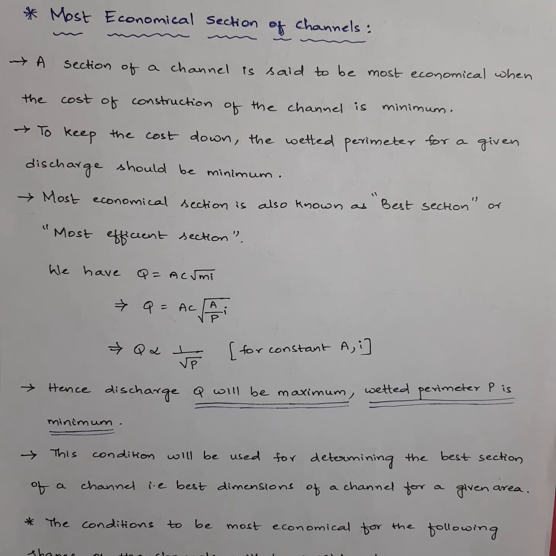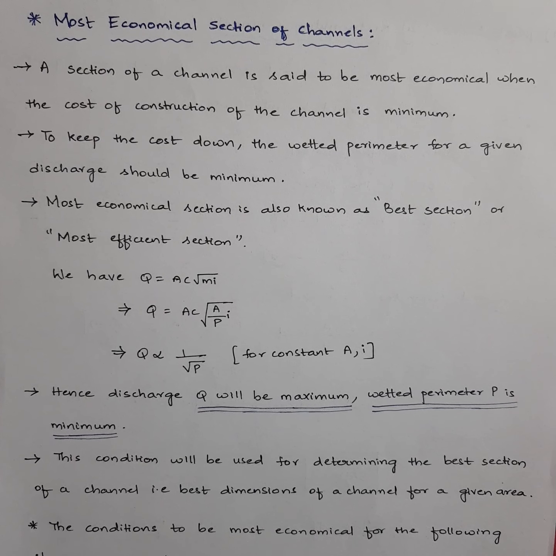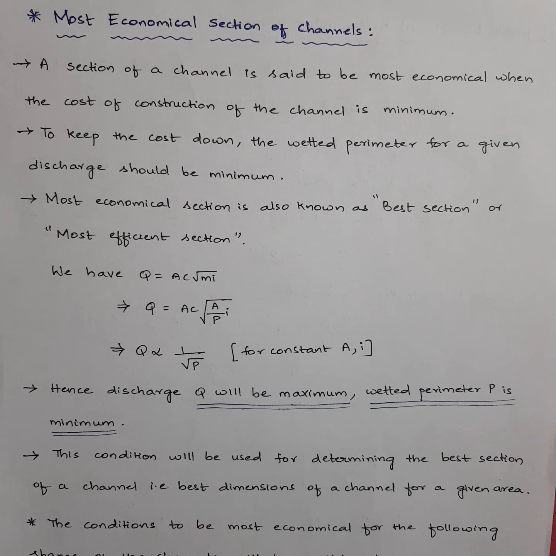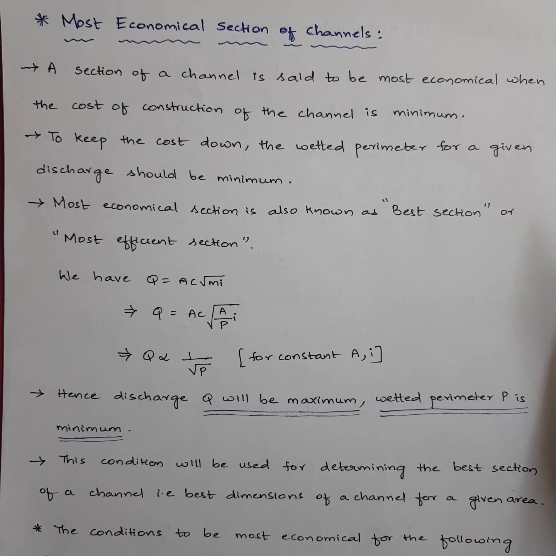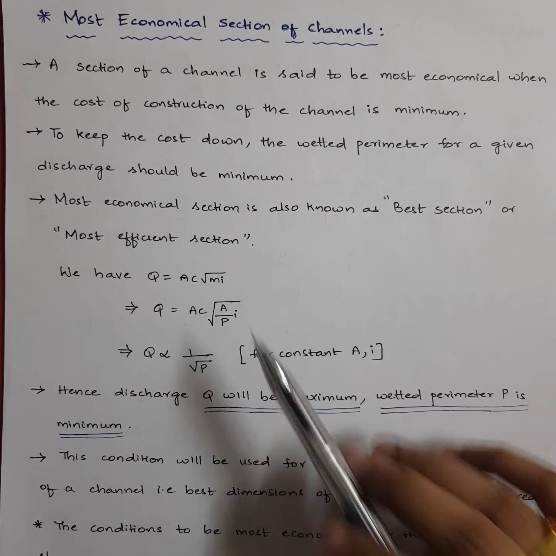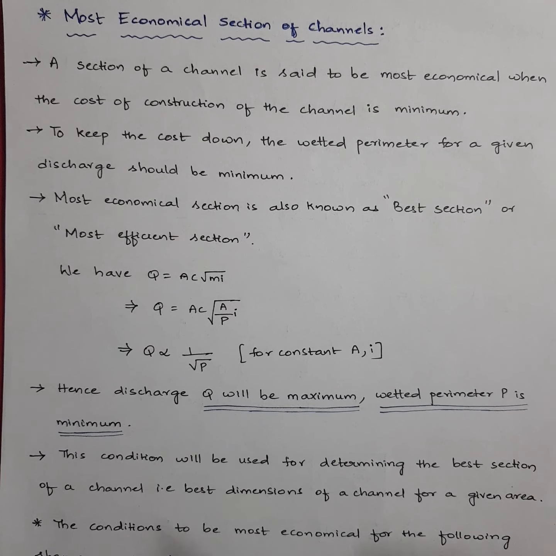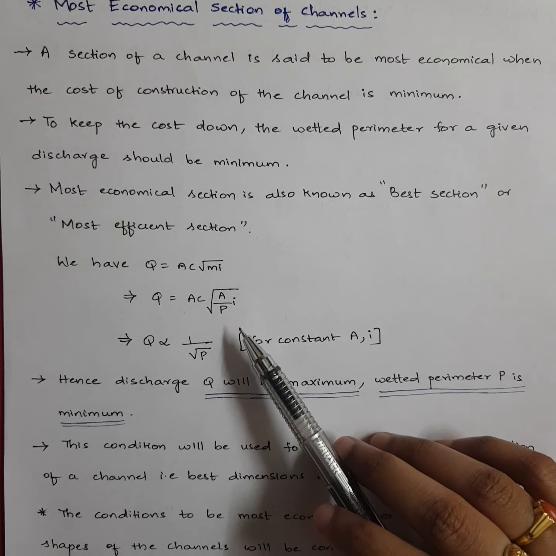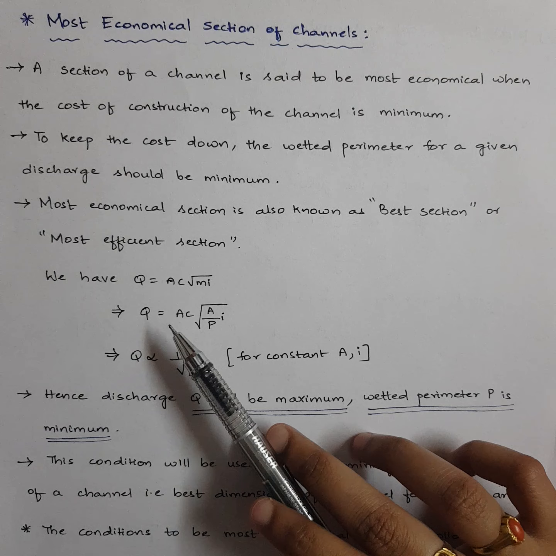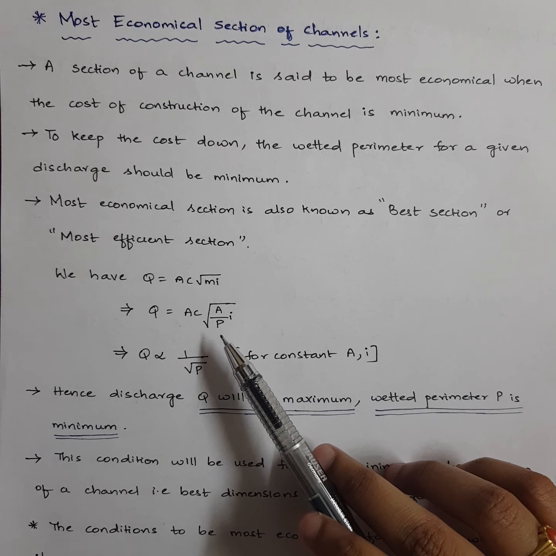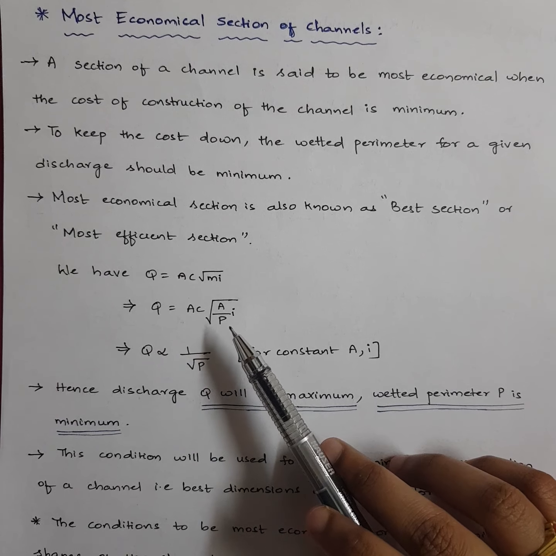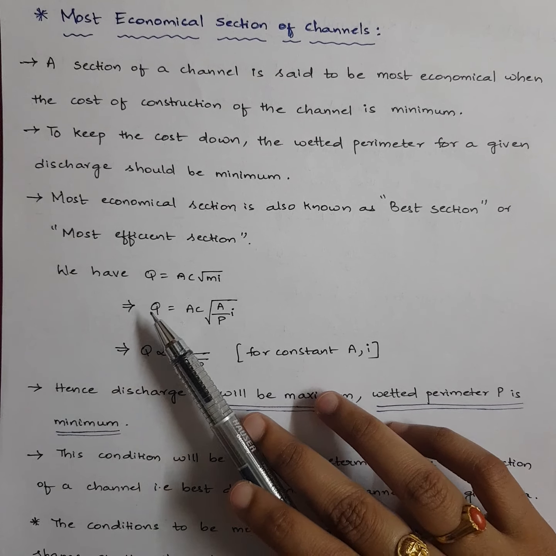So once your wetted perimeter is minimum or less, you will get a maximum discharge. How? We have a formula, right? Q is equal to AC root mi. There, what is m? Hydraulic radius, which is A by P. So just in the place of m, substitute A by P. What can you observe? Q is inversely proportional to root P, correct? Means if P is less, Q will be more.